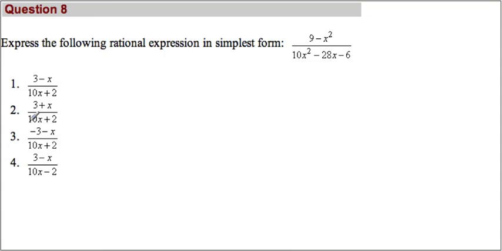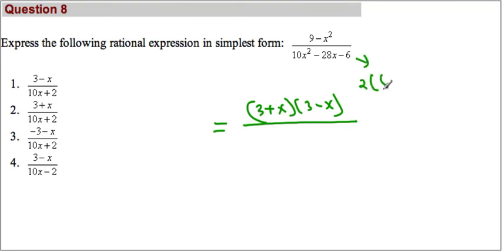Let's look at number 8. We want to simplify this one. Then obviously 3 plus x and 3 minus x. Here 2 is a common factor, so once you factor out 2, we have 5x squared minus 14 minus 3. Which two numbers multiply, and then ultimately we end up getting a negative 14x in the middle.